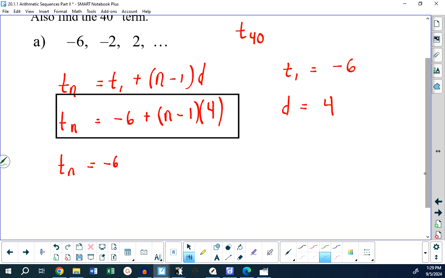It means I need to take the 4 and multiply by the -1, and the 4 and multiply by the n. And I get -6 plus 4n minus 4. So I get T sub n equals 4n minus 10. -6 and -4 are similar terms. You can combine them together and say -10.